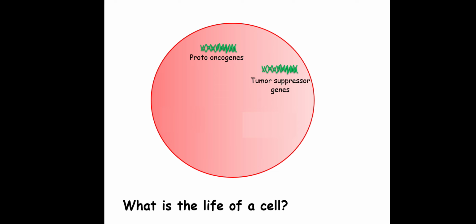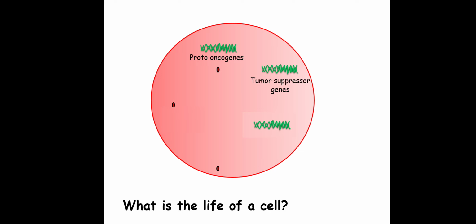See, in the cell, there are some genetic programs that determine how long a cell is going to survive, and programs that determine when the cell should be eliminated. So we have a group of genes. Apart from proto-oncogene and tumor suppressor gene, we have a third gene, and whenever this gene gets activated, it will start producing some kind of product.